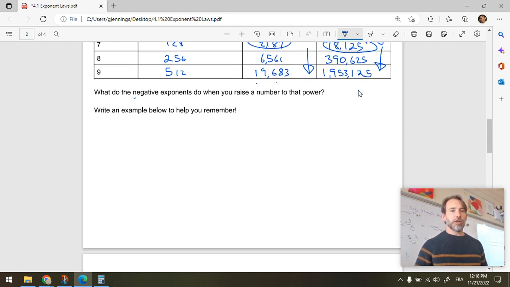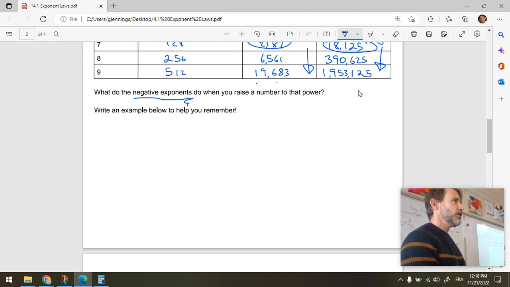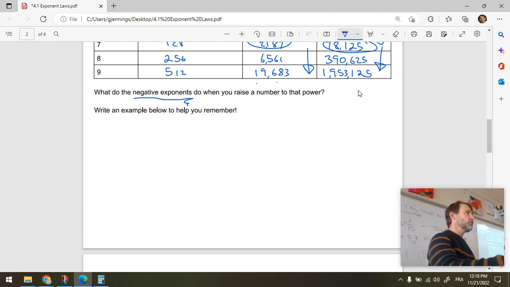So the big trick here is if you can walk away from today's lesson understanding what negative exponents are up to, and you don't make the same mistake throughout the unit, which is believing for some reason that a negative exponent makes the answer negative. It's not. It's making the answer very, very small. It's making the answer go to the bottom of the fraction.